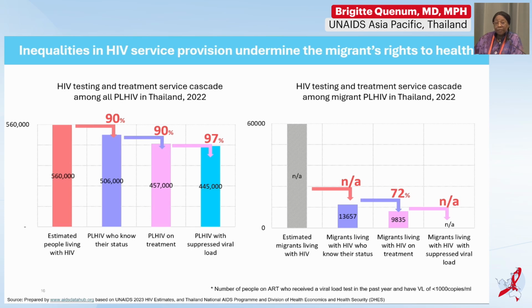And on the right side of the slide, you can see that for migrants, only 72% of people living with HIV who know their status are on treatment, as compared to 90% for Thai citizens. And we don't have data on viral suppression, nor the estimated number of migrants living with HIV. We don't have data. So you see that consistently, this issue around lack of data is coming up. And as I mentioned before, no data is not a good sign for migrant programs in general, and no data can lead to no action.